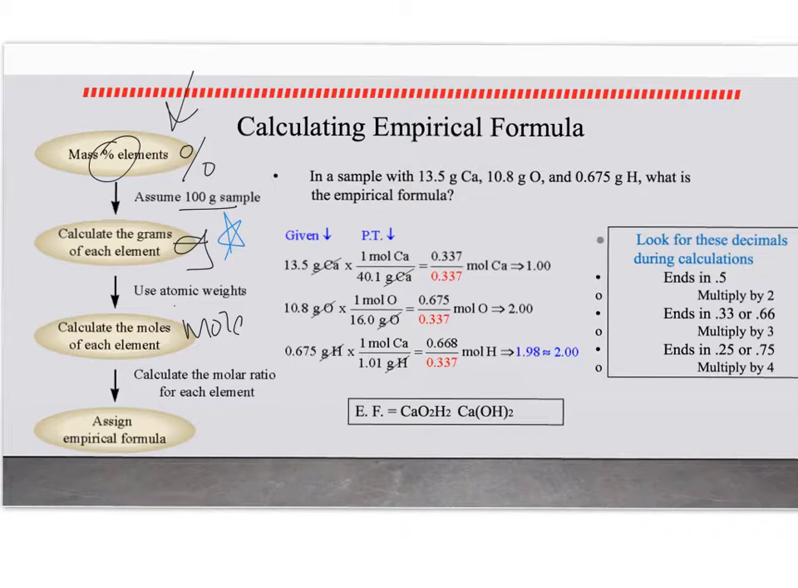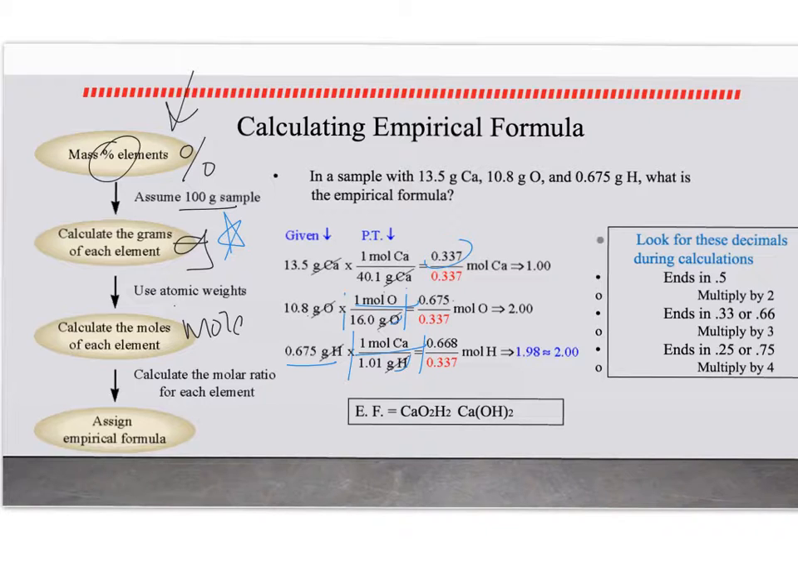This is a 1-step bracket. So there are 40.1 grams and 1 mole of calcium. Grams cancels out. We're left with moles, which they calculated as 0.337. Converting grams of oxygen to moles, again, we divide by the atomic mass. So your grams comes down, moles goes on top. So 10.8 divided by 16, we get 0.675. Then we take grams of hydrogen, and we are going to bring grams down, convert to moles, and then 0.675 divided by 1.01. They got 0.668.